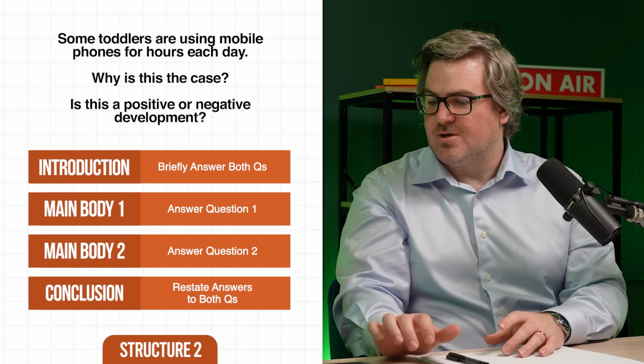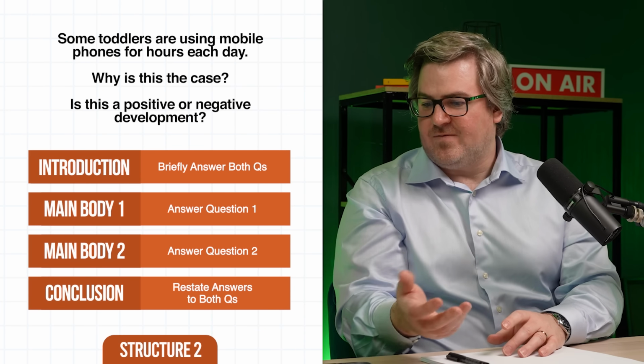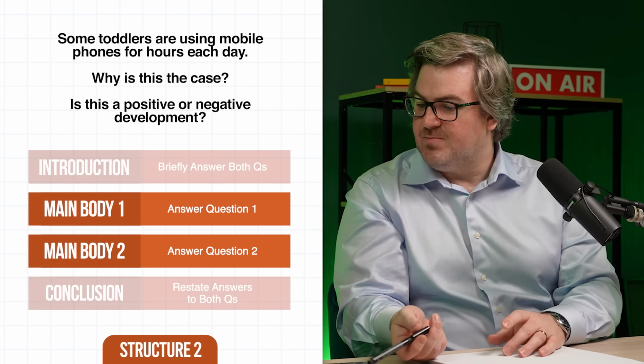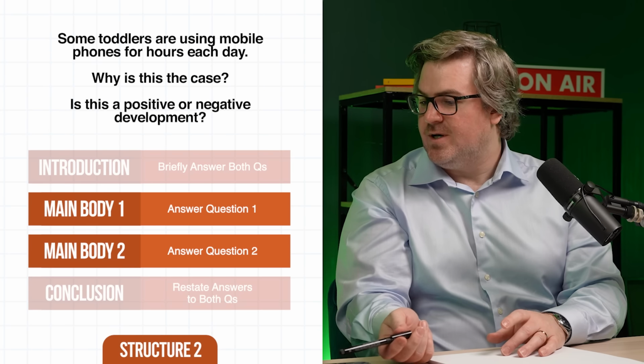So this structure does a few different things. Number 1, it answers both questions. Answer question 1, answer question 2. Writing is basically taking things out of your head and putting it on paper. What the examiner is thinking is, did she take what she thinks about the question out of her brain and put it clearly on paper? This structure forces you to do that. Okay. So we're forcing you to do the thing that the examiner is looking for.